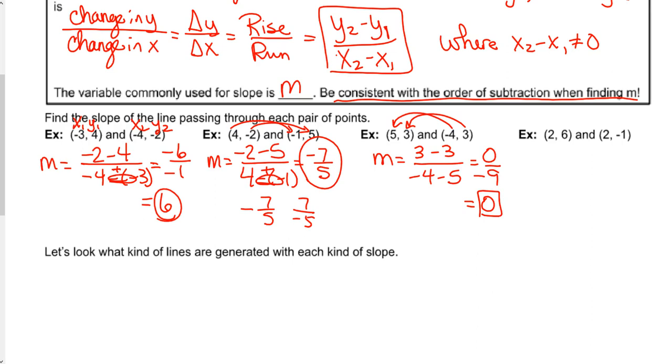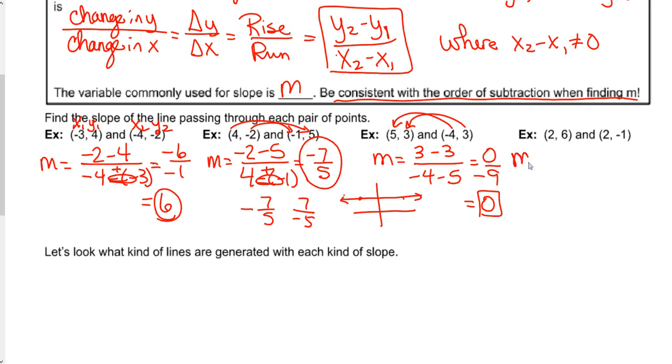Now, what kind of line is that? If I were to plot the points 5, 3, just approximate 5, 3 about here, negative 4, 3 about here, and that's the line that I'm looking at. Notice that I have a slope of 0. The slant of my line is 0 when I have a horizontal line. Remember that for later on. We'll see where that goes in our next little section.